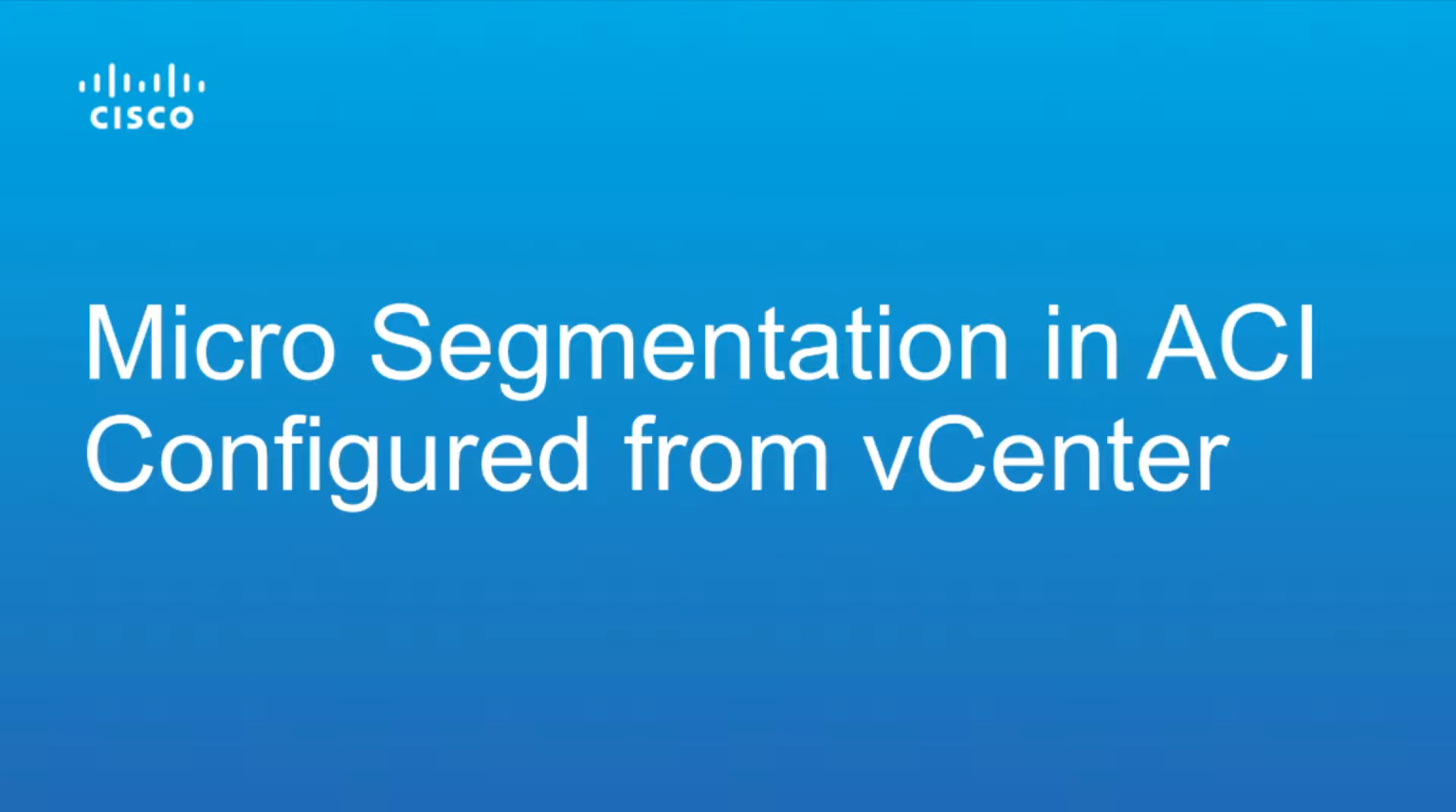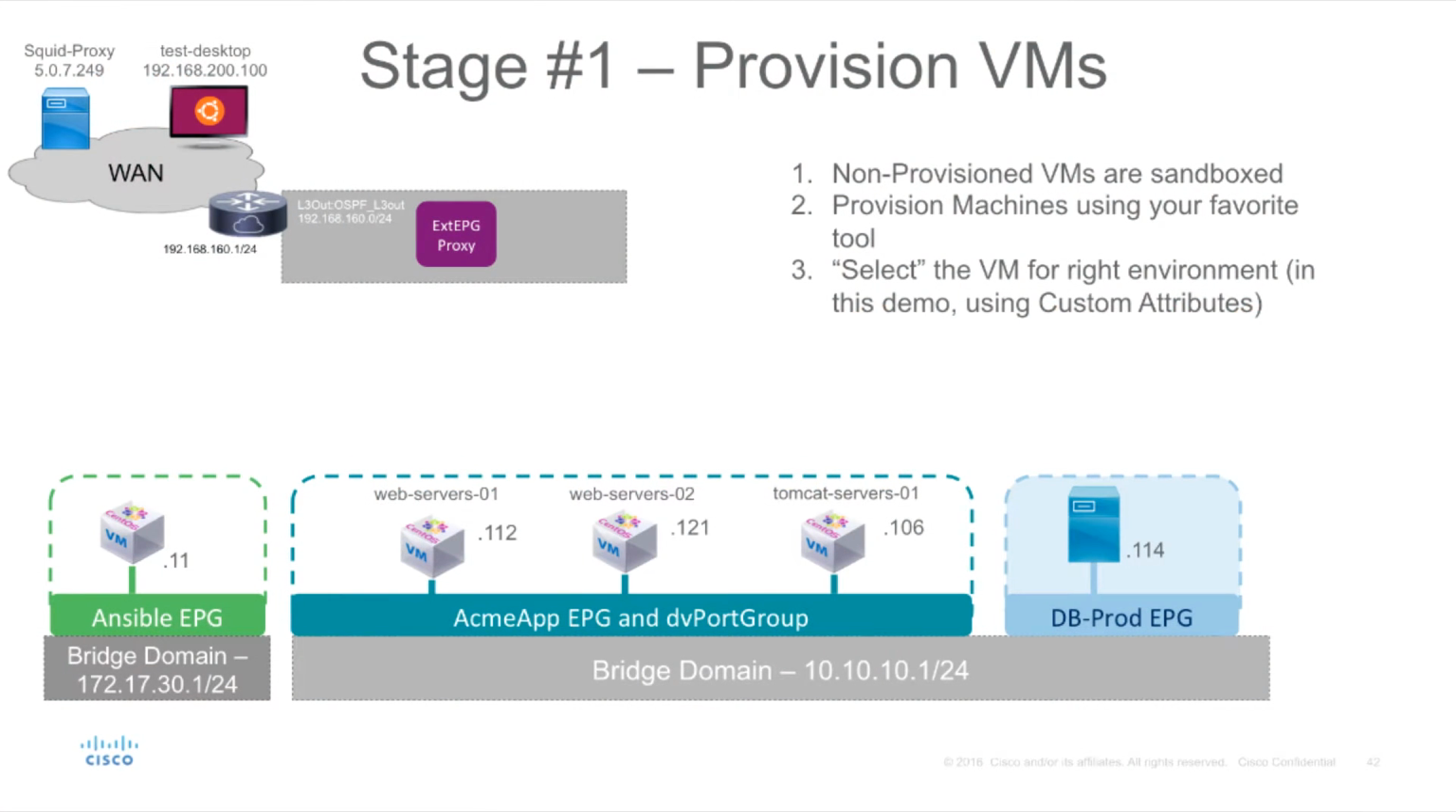In this demonstration, we will see how to configure microsegmentation in ACI directly from vCenter. We will be using the vCenter plugin for this purpose. We will start in stage 1 with 3 virtual machines that will be in a port group that has been created by mapping an EPG called ACI app to the vCenter VMM domain.